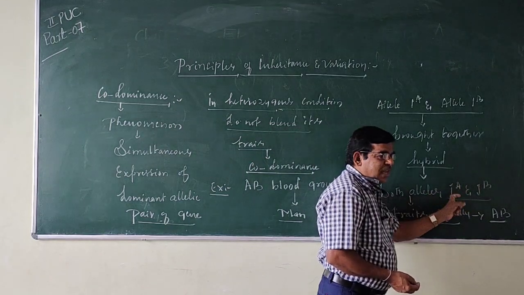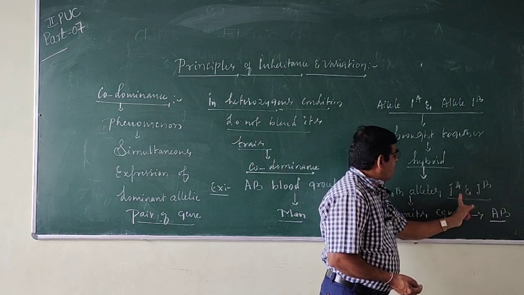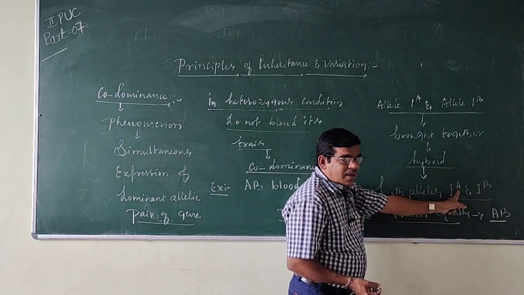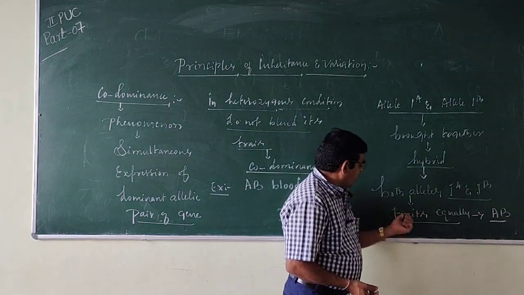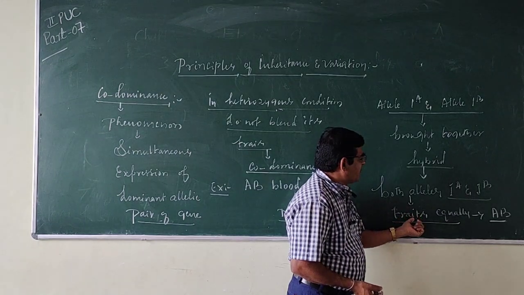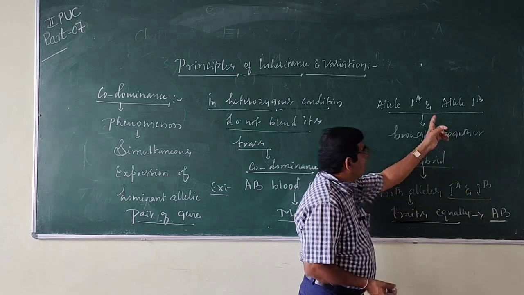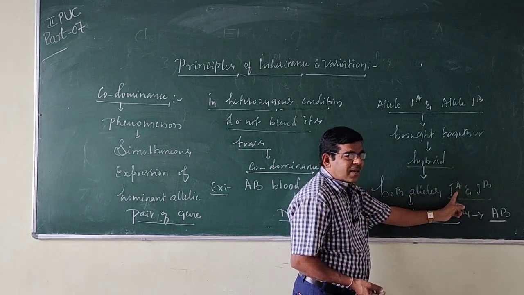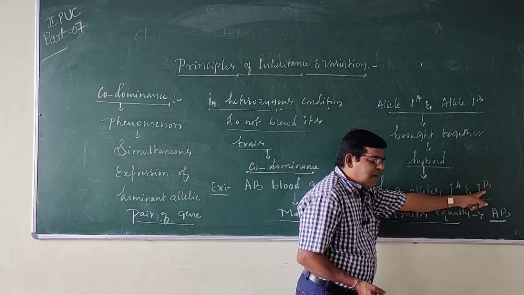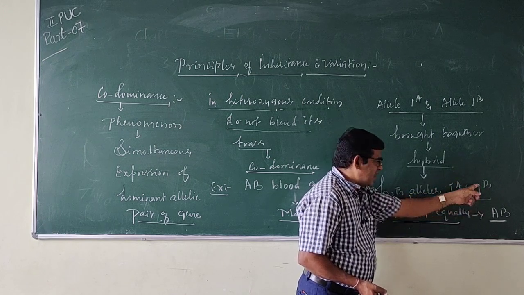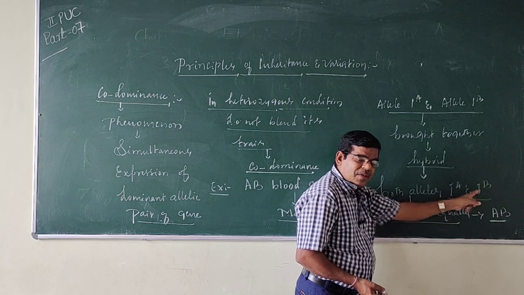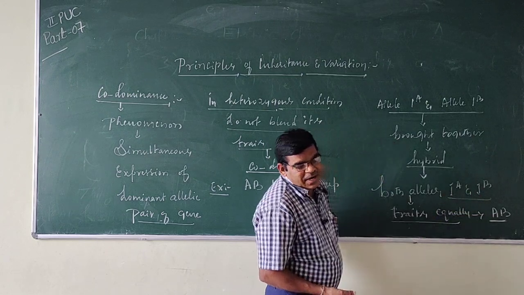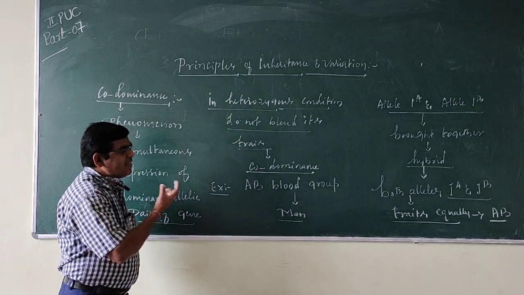IA and IB both alleles equally produce their characters, or traits, and produce AB blood group in heterozygous condition. See, these both are dominant. Allele IA is also dominant. Allele IB is also dominant. That's why in heterozygous condition, both the alleles IA and IB produce equally their characters and produce AB blood group. Clear? So it is codominant, simultaneous expression.